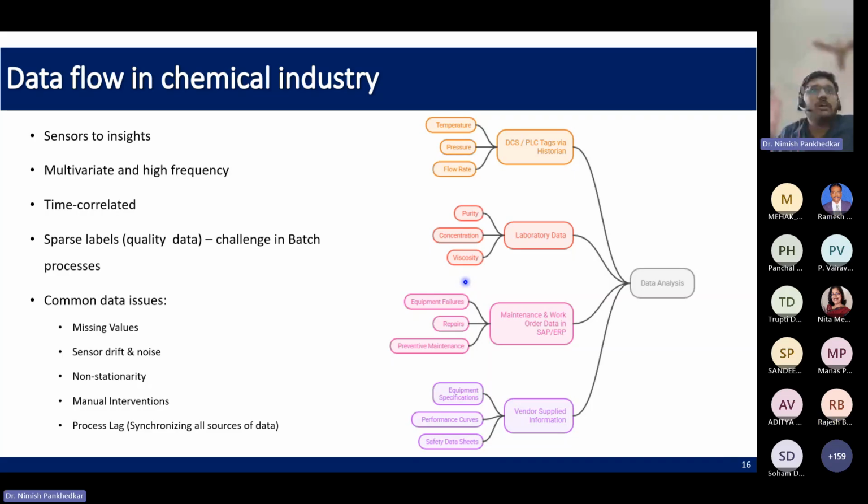So the non-stationarity kind of stuff is also important because the data doesn't remain constant. It keeps on changing. So a model developed today might not be deployable tomorrow. So it is important for a data scientist to compensate for these kinds of data drifts. Then there are manual interventions. Wherever there are manual interventions, the risk increases.